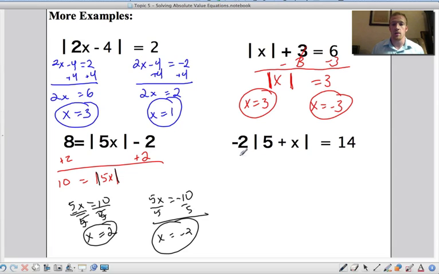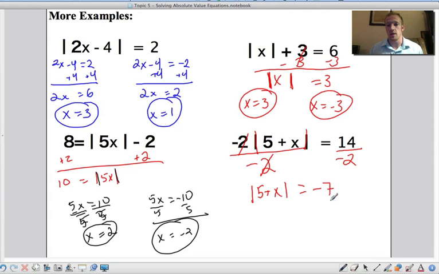Alright, so here, the absolute value is not alone, there's something outside it, so I have to divide by a negative 2, divide the whole side, and that reduces the negative 2, and I just have absolute value of 5 plus x equals, now I'm going to do it to the other side, right, same thing to both sides, and that gives me absolute value is negative 7.